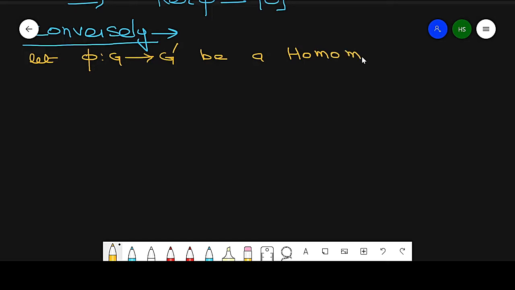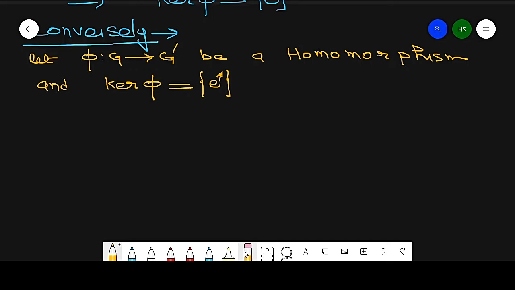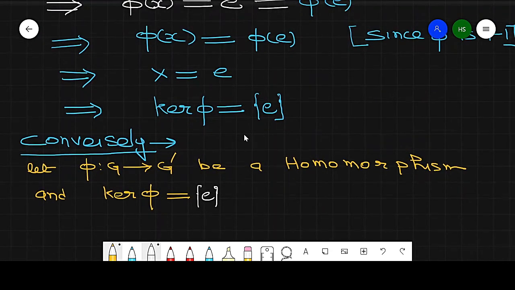And number two, kernel of phi consisting only identity element E, so kernel of phi consisting only one element, E element, because it is a part of G. So this is a E element, so not E dash. So remember, it is a E element, right? So also check in the previous part.